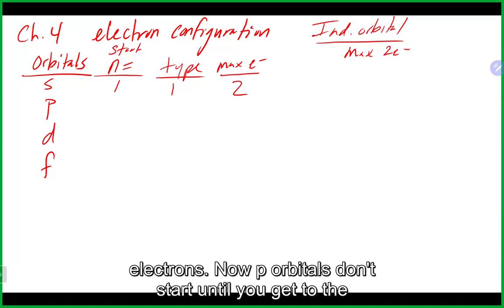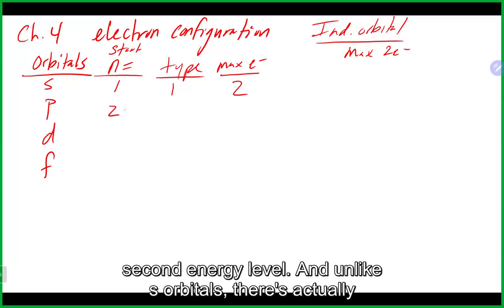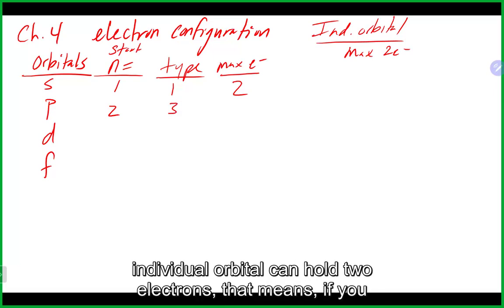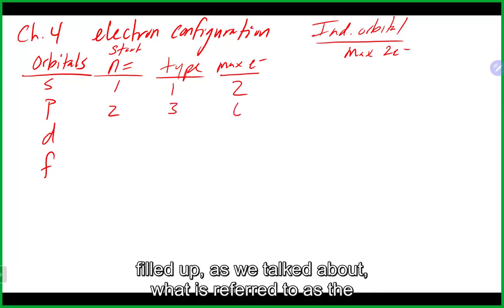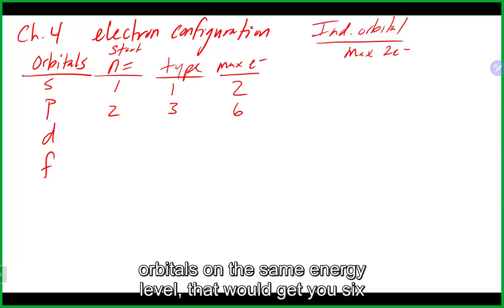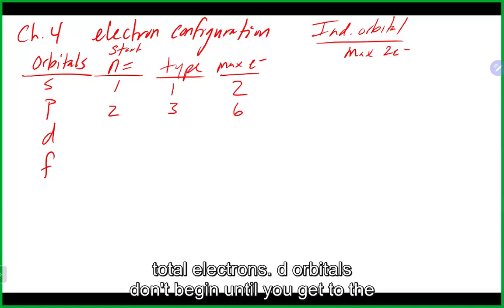Now, p orbitals don't start until you get to the second energy level. And unlike s orbitals, there's actually 3 different types of p orbitals. Since each individual orbital could hold 2 electrons, that means if you filled up what is referred to as the subshell, which is basically a grouping of the same type of orbitals on the same energy level, that would get you 6 total electrons.